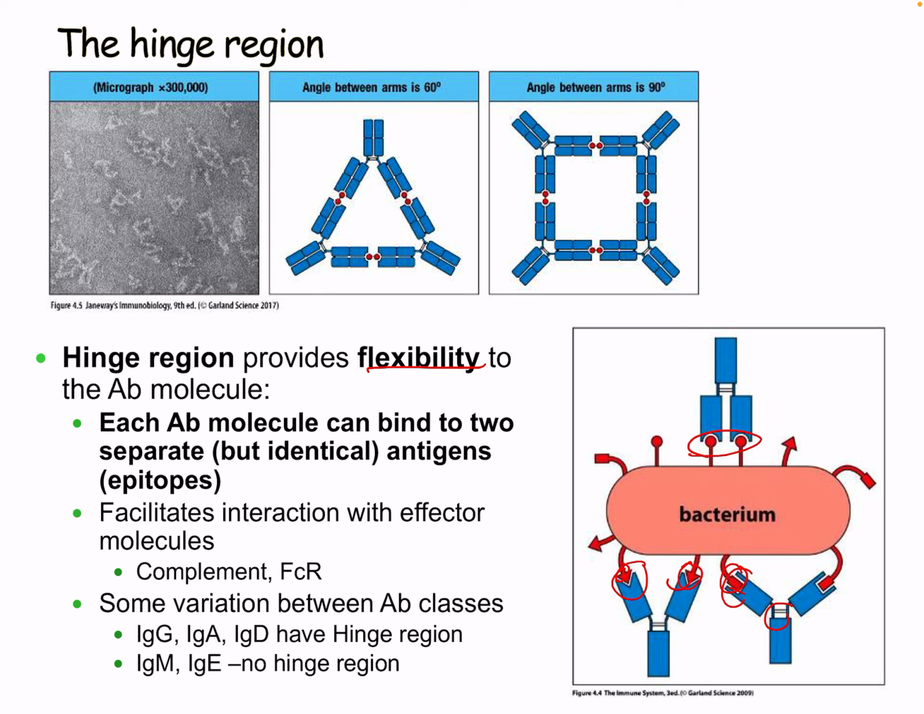Each antibody molecule can bind to 2 separate but identical antigens. This facilitates interaction with effector molecules, including complement and the FC receptor. Some variation between the antibody classes. So IgG, A, and D have hinge regions, while M, E have no hinge regions. So that's important to remember.